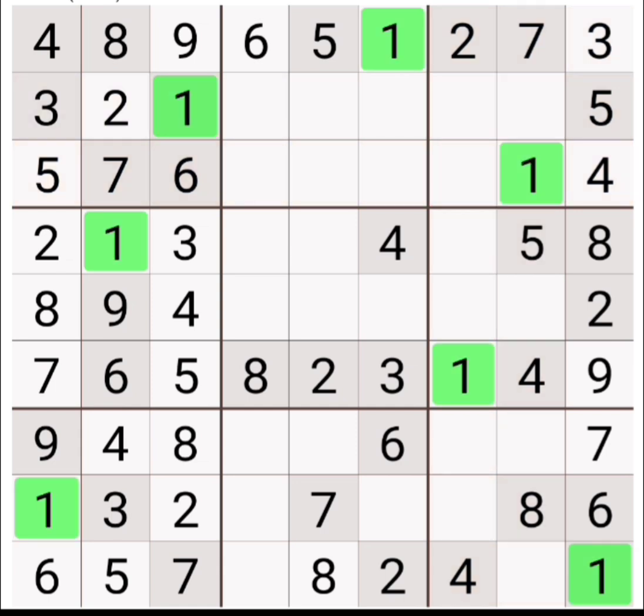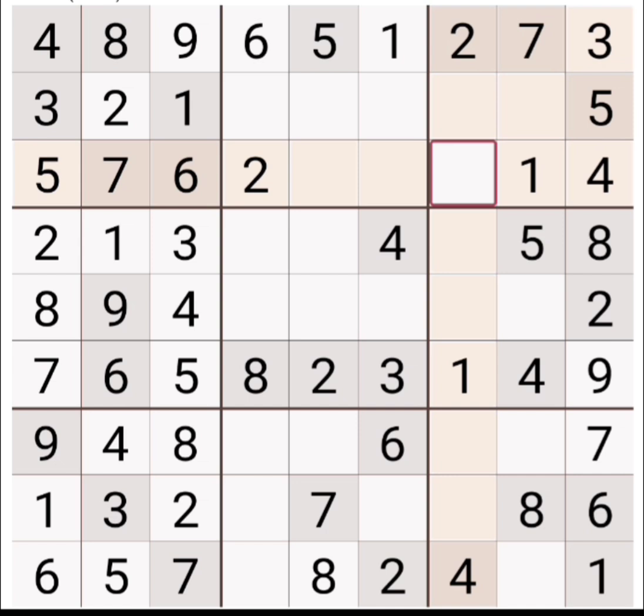Let us complete the third row. In this row, 5, 7, 6, 1, 4 are there. 2, 3, 8, 9 are missing. So 2, 3, 8, 9 are supposed to be filled in these four cells, but we cannot fill 2 in this cell, 2 as well in this cell, and 2 in this cell as well. So 2 will fill up here.